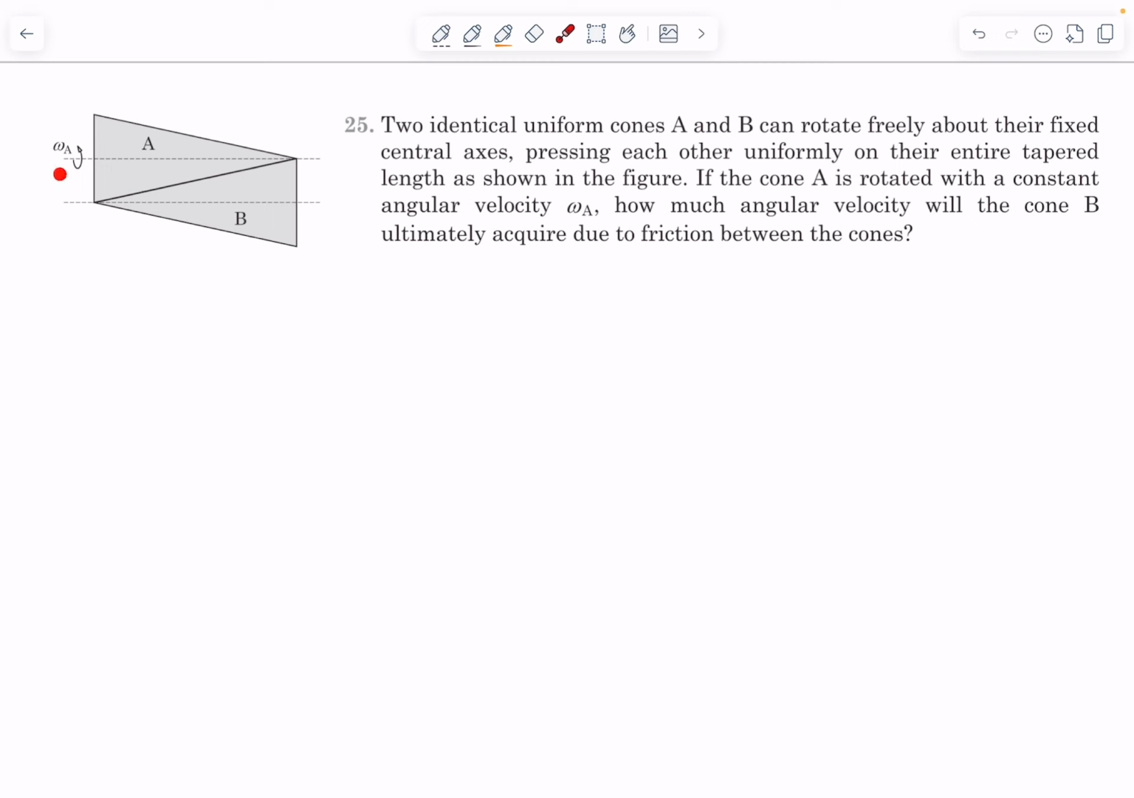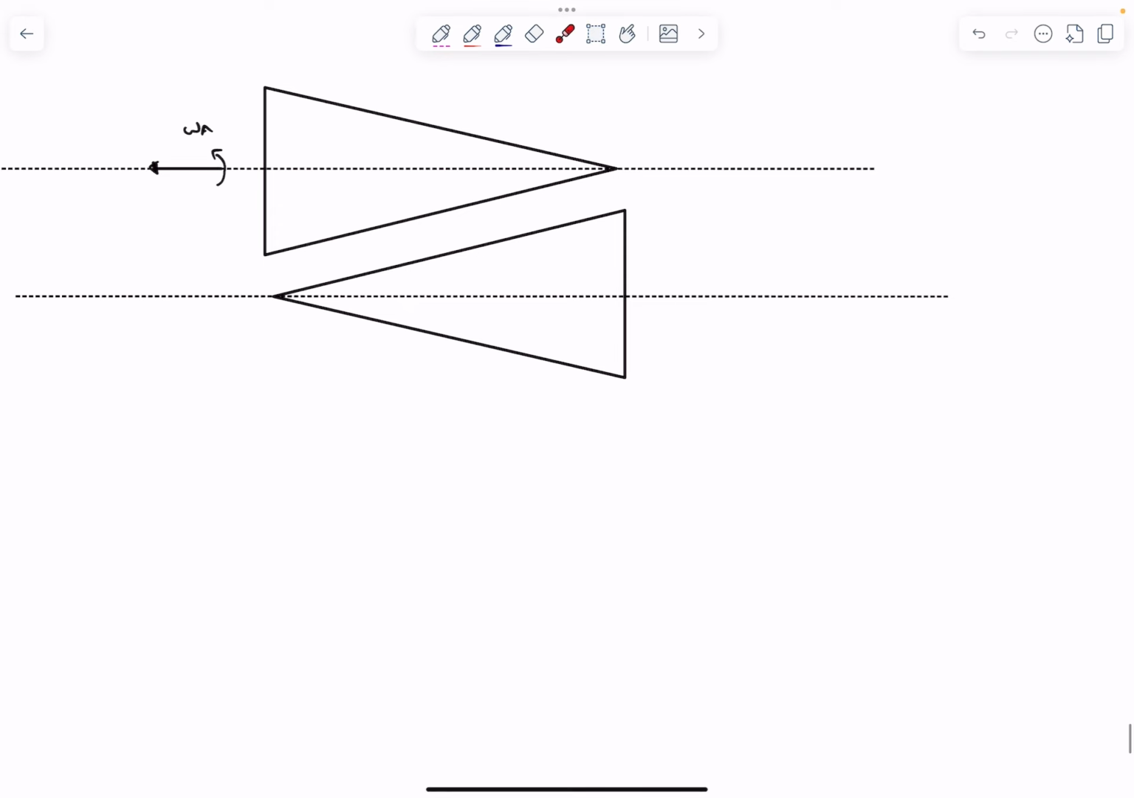Simply speaking, the rotation of cone A about this axis will make cone B also rotate, right? So they're saying after some time has passed, cone B acquires a steady state angular velocity. That omega B is what we have to find. So that is the question. Now let's draw a diagram. Okay guys, so this is the diagram of the situation.